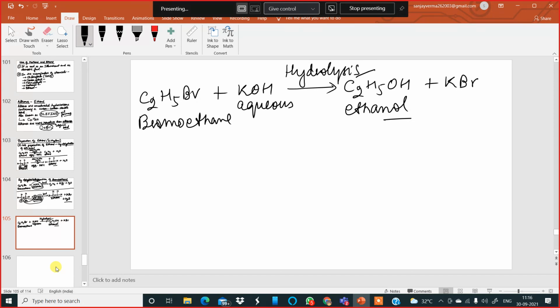So this is also a method to prepare an alcohol, which is not there in the syllabus, but there can be a question. If you use aqueous, what product is formed? If you use alcoholic, what product is formed? So this is one thing to be noted over here.